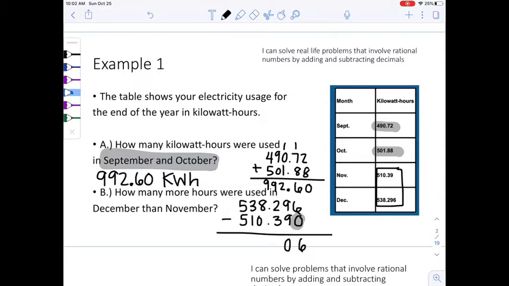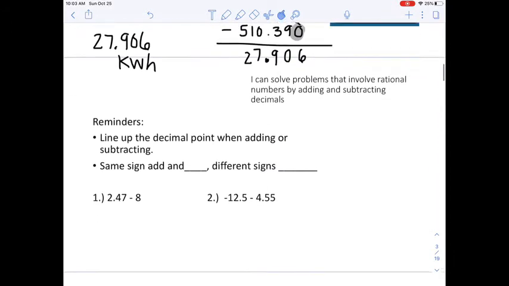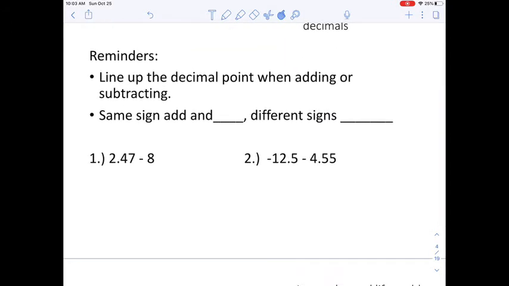So now we have 6 minus 0, which is 6. 9 minus 9, which is 0. 2 minus 3, well, I can't do that, so I have to borrow from the 8. So the 8 turns into a 7. 2 turns into a 12. 12 minus 3, which is 9. Always want to bring down that decimal. We can't forget about that. 7 minus 0 is 7. 3 minus 1 is 2. And 5 minus 5 is 0. So I can just leave it blank. So my answer is 27 and 906 thousandths kWh for kilowatt hours.